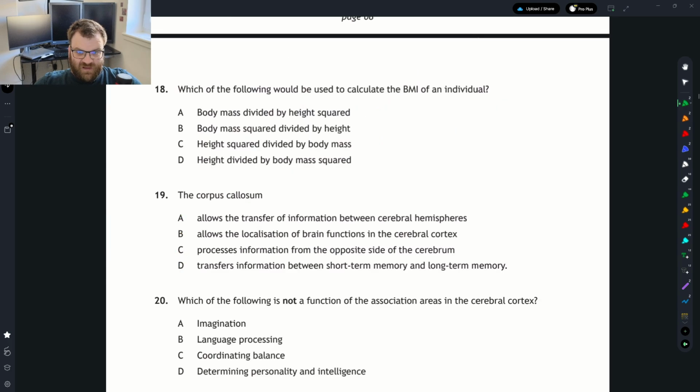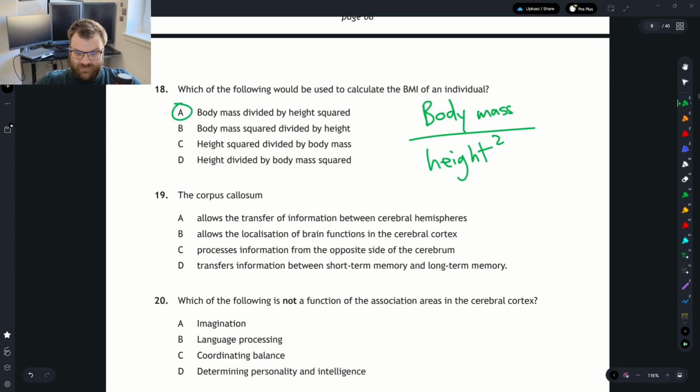For number 18, we're asked about BMI. That's going to be the body mass over the height squared. That's just something we need to have memorized. Body mass over height squared. 18A for that one.